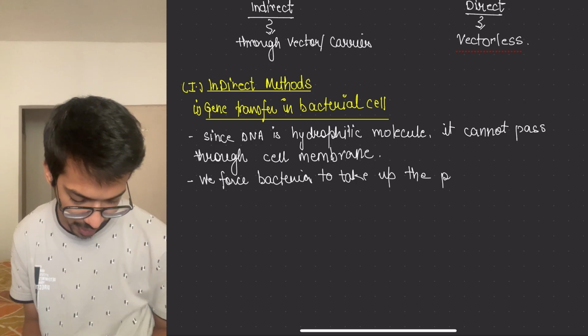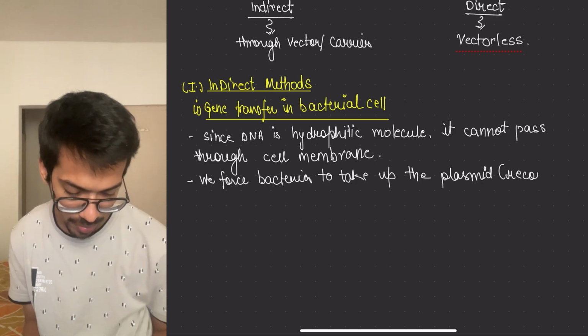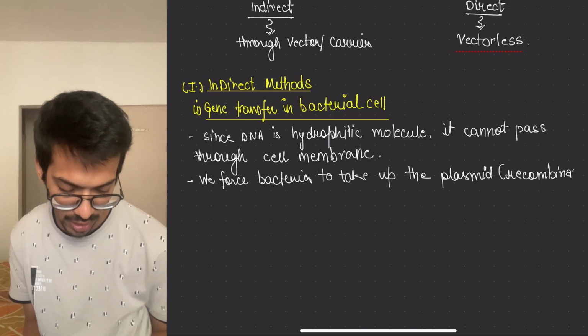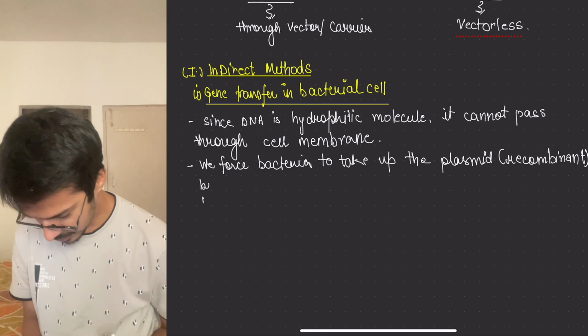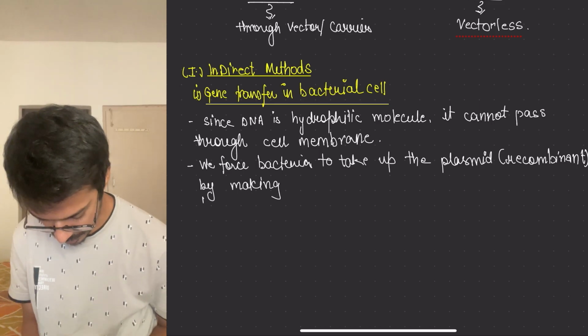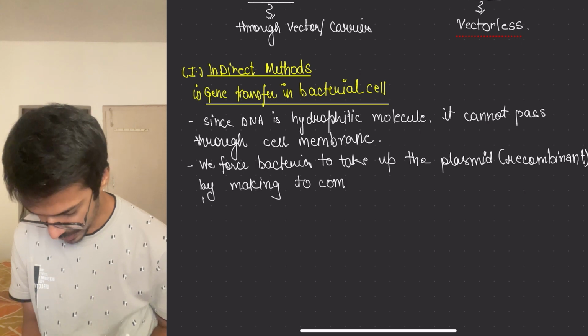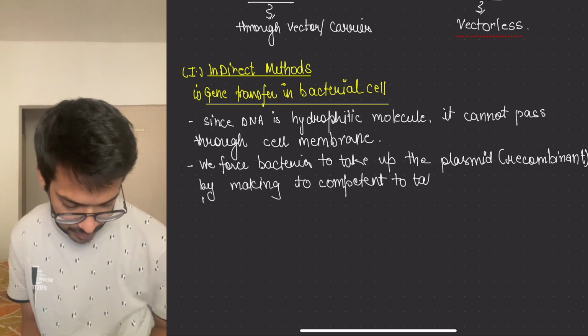Which plasmid? The recombinant DNA one. Recombinant one, okay, not the normal plasmid. By making it competent to take DNA.